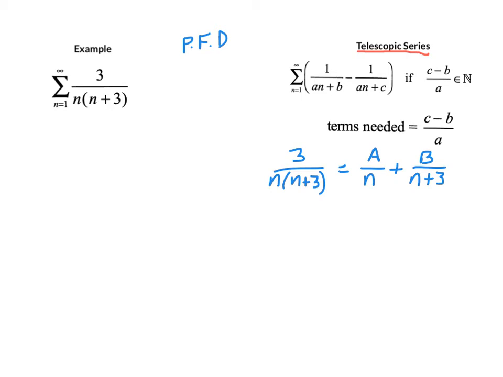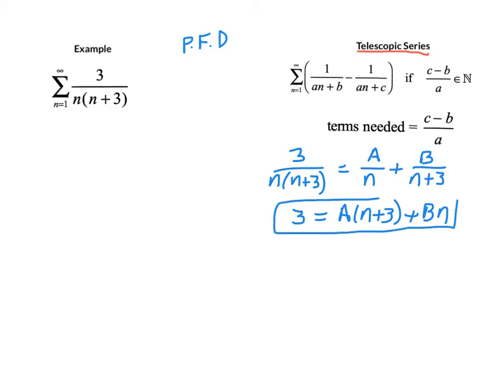And then we go ahead and we multiply both sides by the LCD, the original denominator, to get what we call the basic equation: 3 equals A times n plus 3 plus B times n. So that's the equation that is true for all n, but we want to pick two nice values here. The ones we use are the ones that zero out the factors of n.